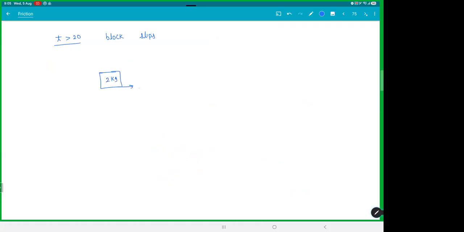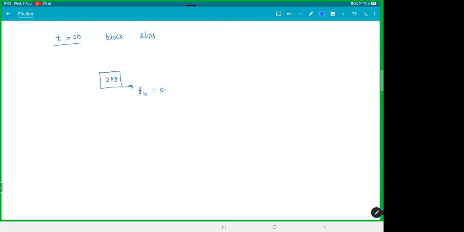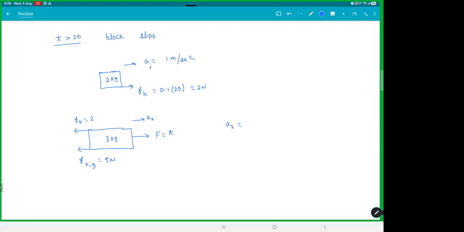This becomes 2 kg, and this becomes F kinetic, which is how much? K became 0.1 into 20, which is 2 newtons. And this is the acceleration, 1 meter per second square. So that is the thing you have to be careful about, nothing much. Every time you figure out it is slipping, the friction value will change. This is F is equal to T, and this becomes Fk, which is 2 newtons. This becomes Fk ground, 5 newtons. We get A2 will be (T minus 7) by 3. Those are all your accelerations.